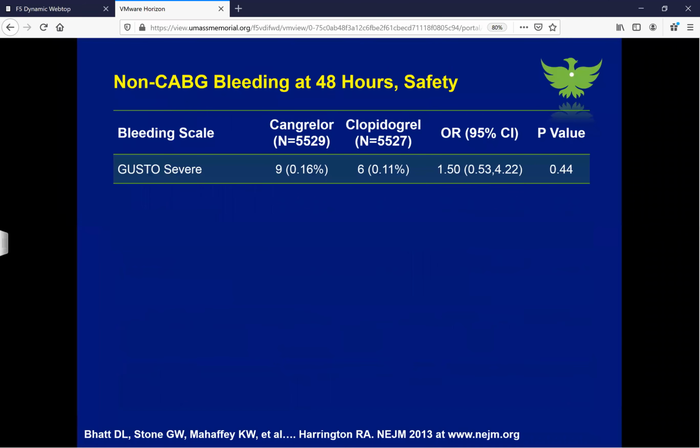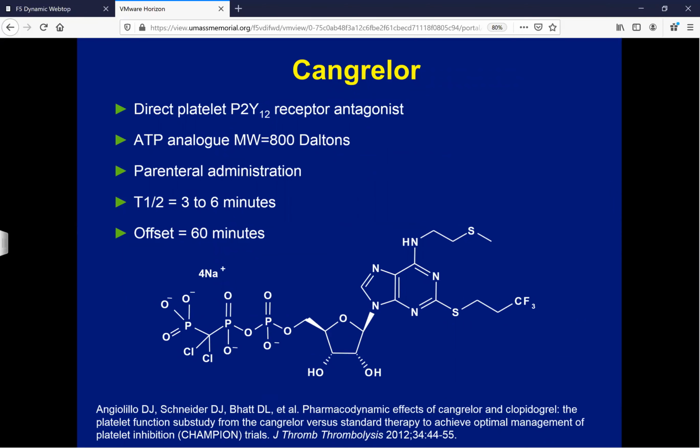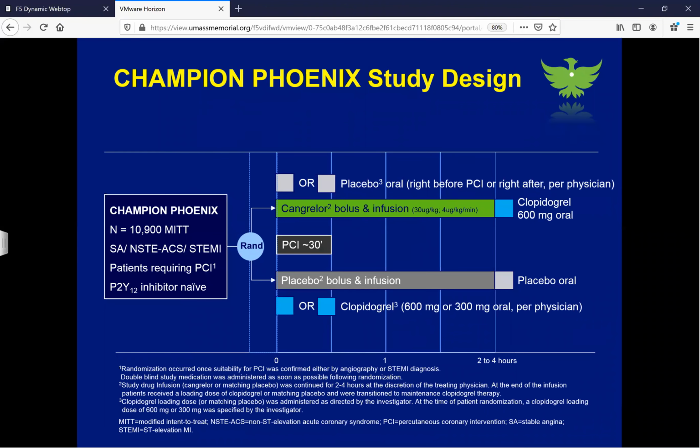So the trials with Cangrelor in it are all called Champion, something Champion. So there are 3 of those trials. Champion Phoenix is the first trial where what they did was they used Cangrelor, bolus, and infusion. And as you can see now, this is a more recent trial. So the number is like 10,000. These are called mega trials. And then they gave Plavix 600 or Clopidogrel 600 milligrams after they stopped the infusion, after 2 to 4 hours.